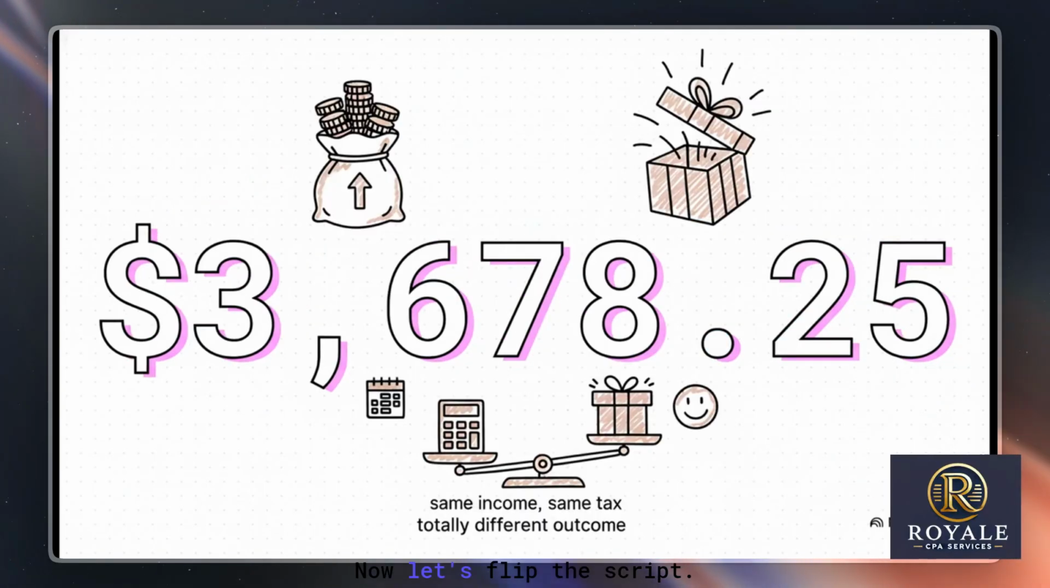Ouch. Now, let's flip the script. What if they had been really strategic and had $24,500 withheld during the year? The tax liability is exactly the same, but now, instead of writing a check, they're getting a refund of almost $3,700. It's the same income, the same tax, but a completely different result.